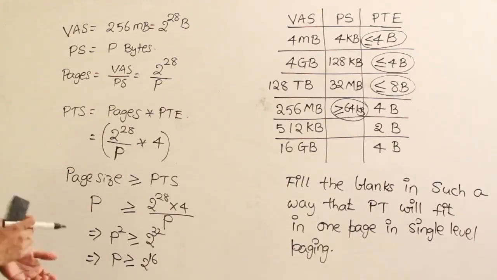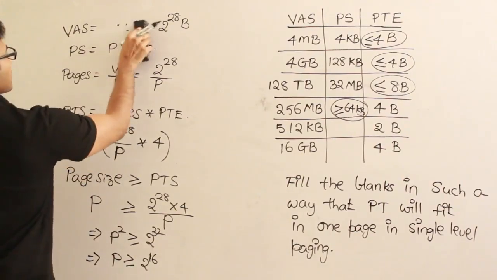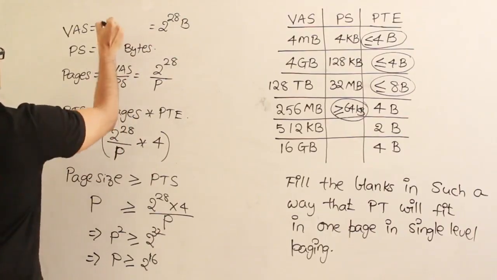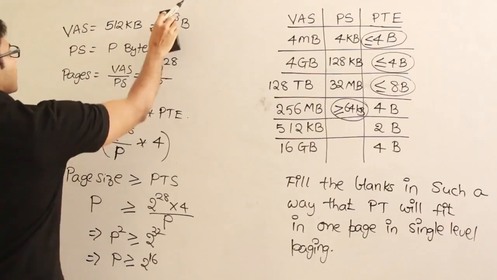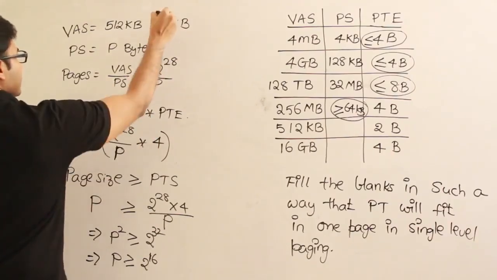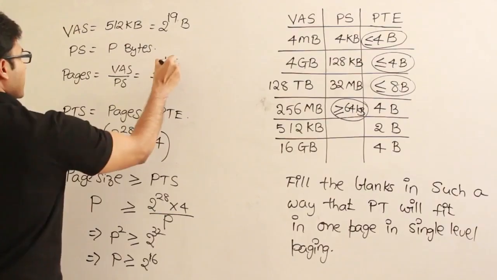Now we can solve the next two also on the same lines. The next one is 512 KB. So instead of 256 MB, the next one is given as 512 KB, right? So what is 512 KB? 2 power 19 bytes, right? So it is 2 power 19 bytes.